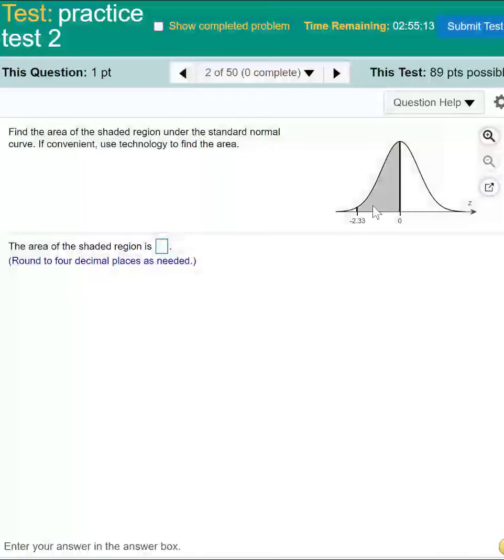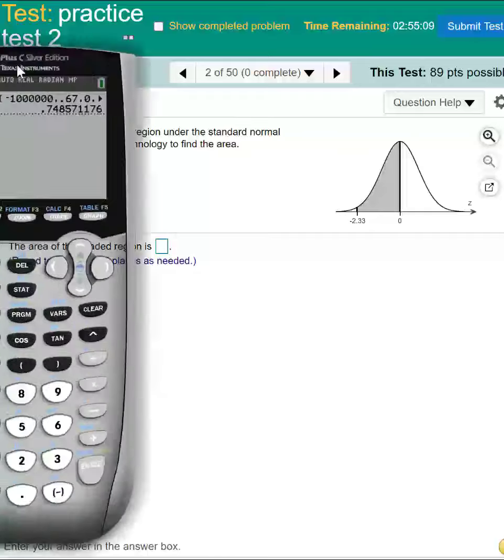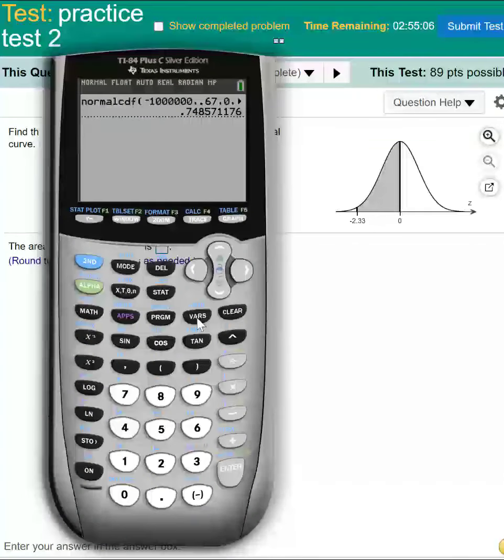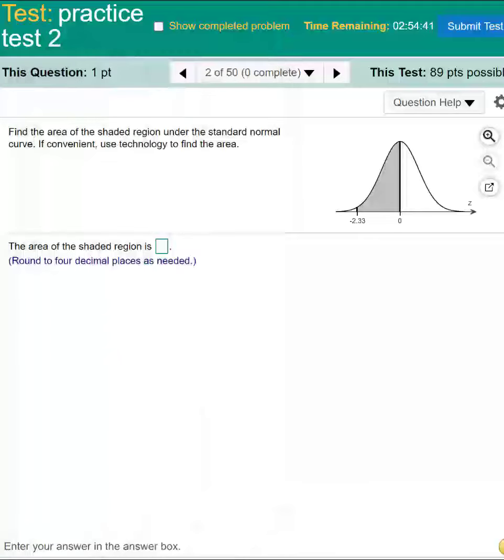Find the area, as you can notice, between negative 2.33 and 0. So if I bring the calculator back, it will be normal CDF. And the only thing I need to change here is the lower bound will be negative 2.33. And this one will be 0. And then 0.1. And 4 decimal places will be 0.4901. Next question.